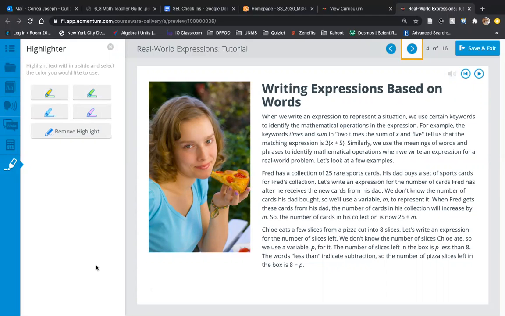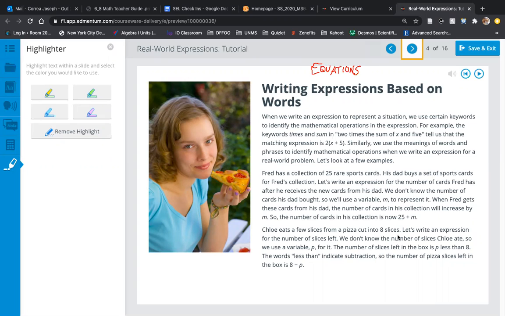I know I went over it at the beginning of the unit, but just try to remember the difference between an expression and an equation. Both of them have variables, but the difference is that an equation has an equal sign. An expression does not have an equal sign. That's literally the only difference.